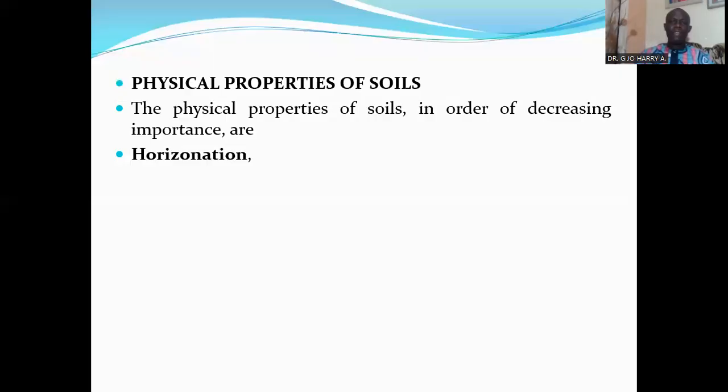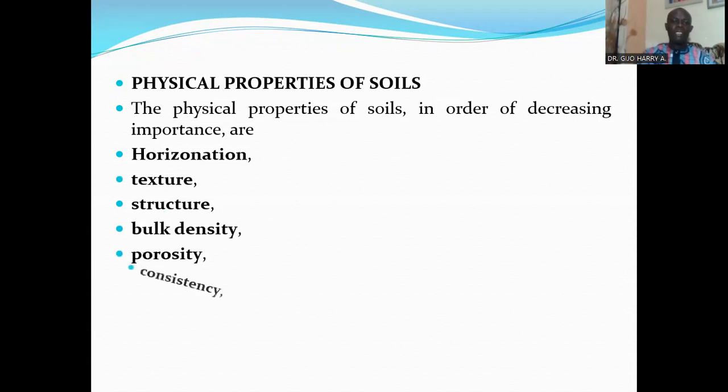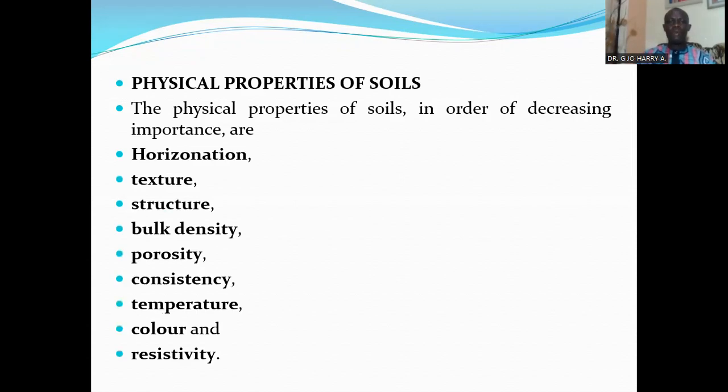Now, the physical properties of soils in order of decreasing importance include soil horizonation, texture, structure, bulk density, porosity, consistency, temperature, soil color, as well as resistivity. Those are the constituents of soil.